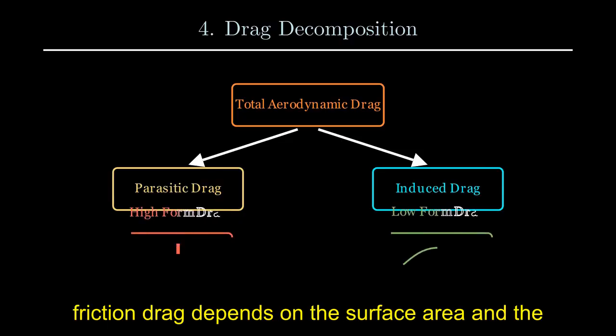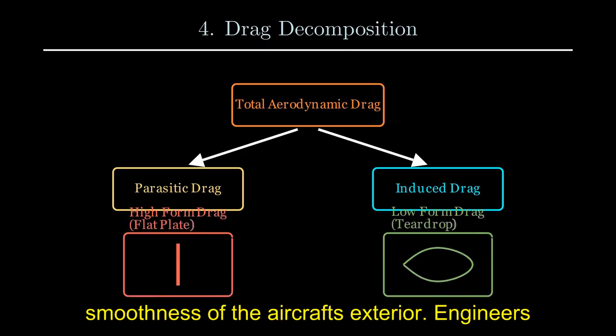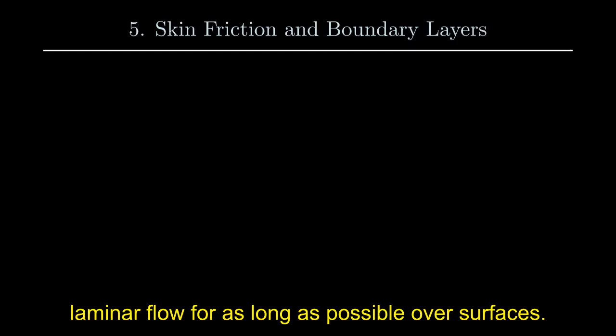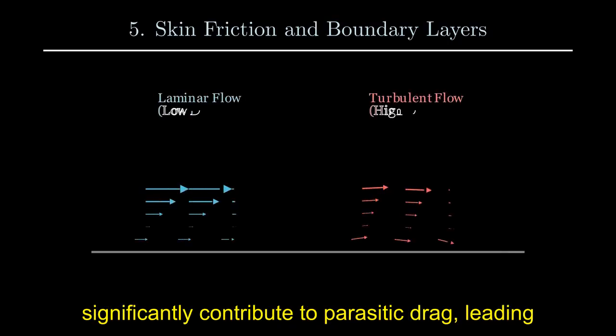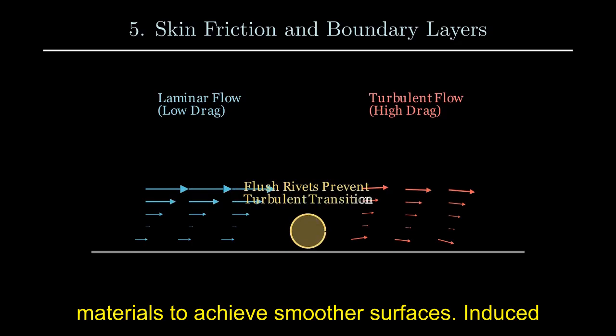Skin friction drag depends on the surface area and the smoothness of the aircraft's exterior. Engineers meticulously design the outer mold line, specifying finishes and avoiding protrusions to maintain laminar flow for as long as possible over surfaces. Rivet lines and panel gaps, seemingly minor, significantly contribute to parasitic drag, leading to the development of flush riveting and composite materials to achieve smoother surfaces.